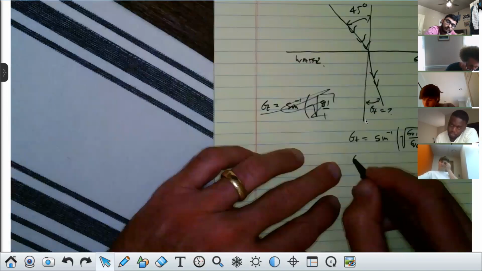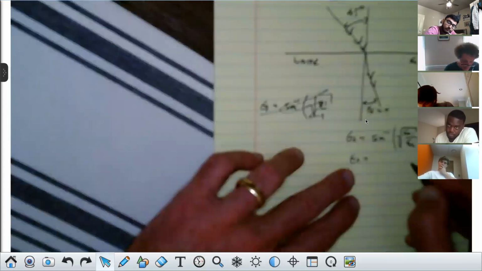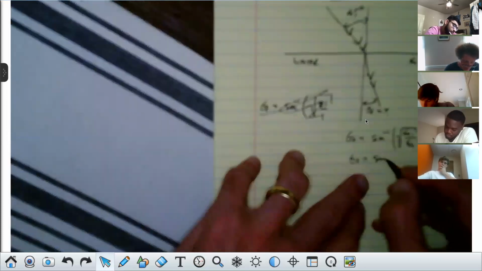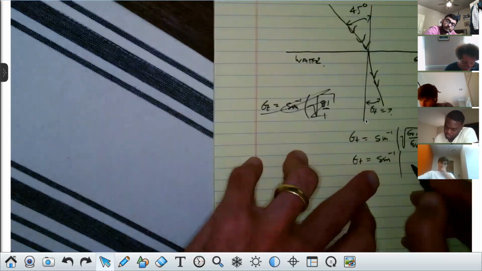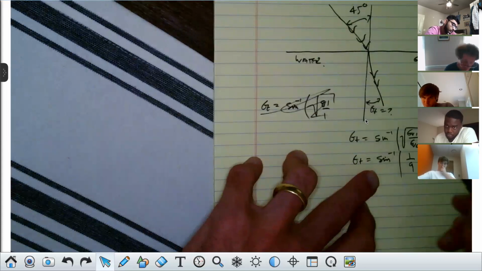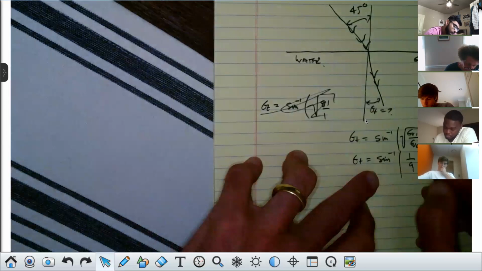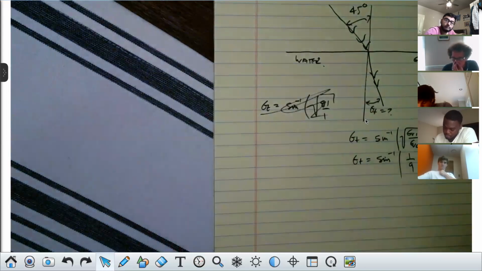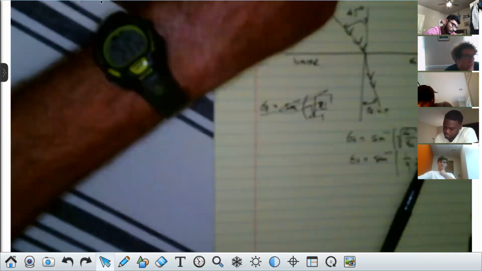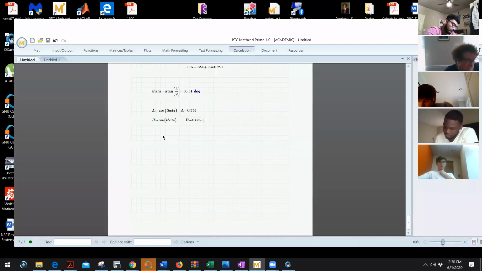So the transmitted angle would be sine minus 1 of, and now this is 1/9, isn't it? 1 over 81, square root of that. Sine of 45 degrees is 1 over the square root of 2, isn't it? Right? So what is this? Well, I'll find out in 1 second, hopefully.